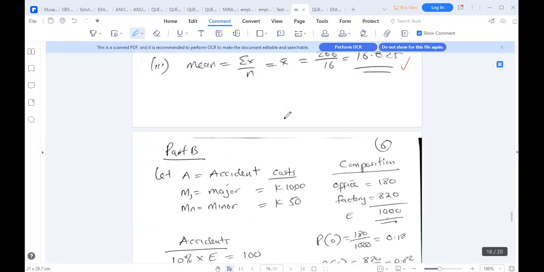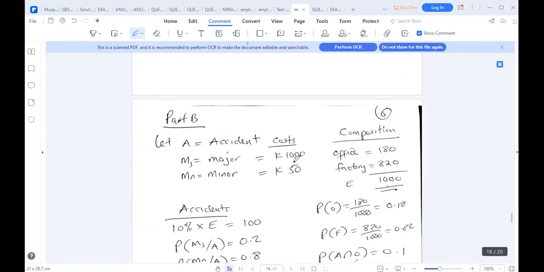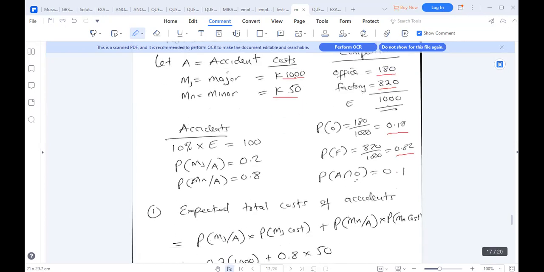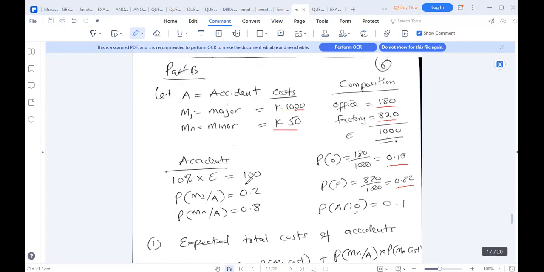To do that, we break down: the major is 1000, the minor is 50. The office is 180, and the rest is 820. So when you divide that, it will give us 1000, we add them. So these ones in the office are 0.18, and these ones in the factory are 0.82. So it's asking us what component of these ones comprises the costs. So we've been told that 10% of the 1000 employees have accidents in a year. In short, 100 accidents happen in a year.